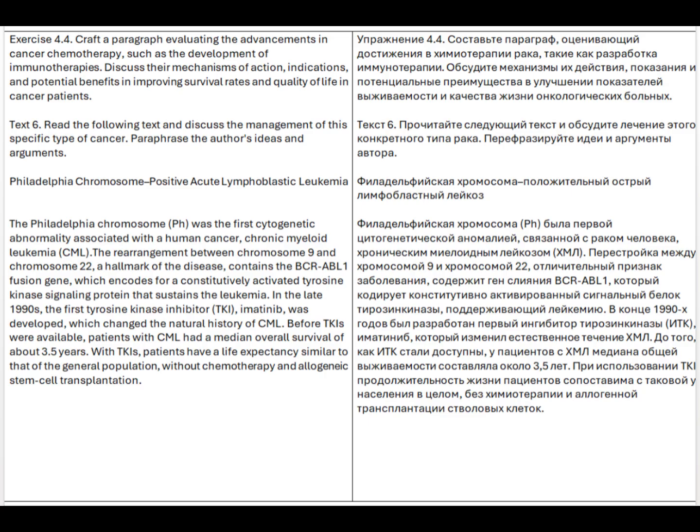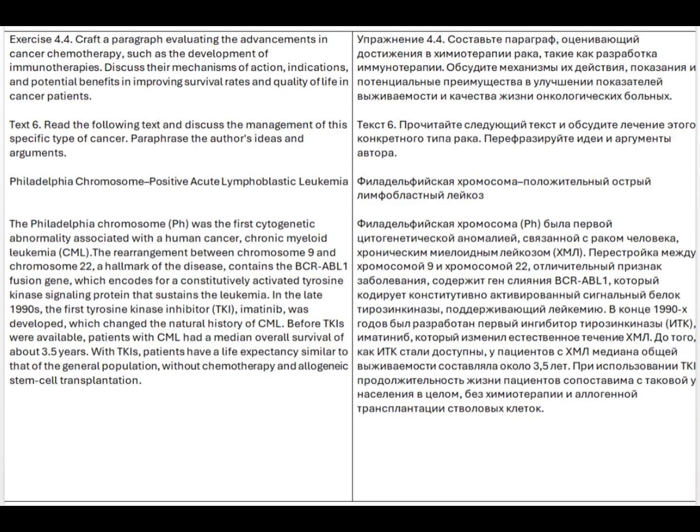The Philadelphia chromosome, Ph, was the first cytogenetic abnormality associated with a human cancer, chronic myeloid leukemia, CML. The rearrangement between chromosome 9 and chromosome 22, a hallmark of the disease, contains the BCR-ABL1 fusion gene, which encodes a constitutively activated tyrosine kinase signaling protein that sustains the leukemia. In the late 1990s, the first tyrosine kinase inhibitor, TKI, imatinib, was developed, which changed the natural history of CML.